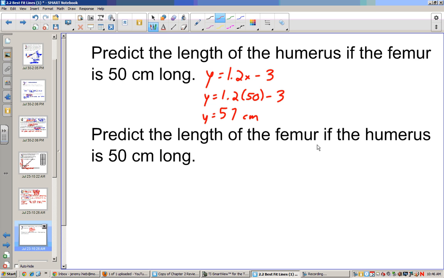Now predict the femur length if the humerus is 50. So if the humerus is 50, the humerus is the y. Now we'll add 3 to both sides. So that's 53 equals 1.2x. So now 53 divided by 1.2 is x equals 44.16. And that 6 just keeps on repeating. So that would be the length of the femur.